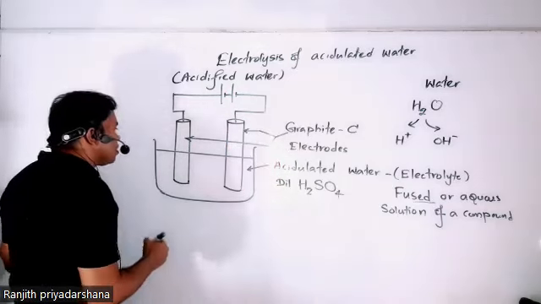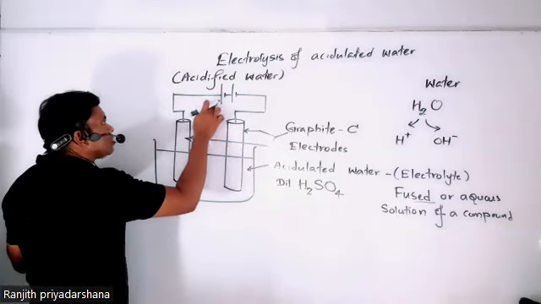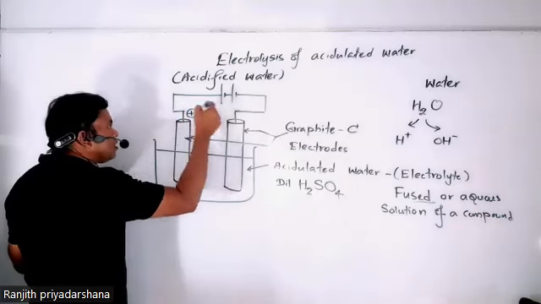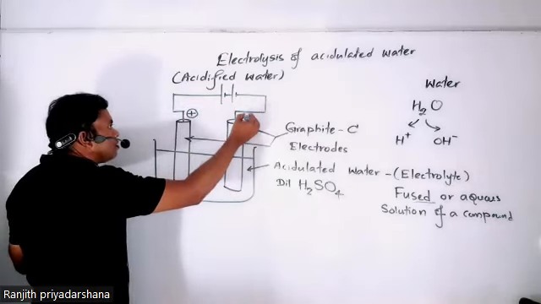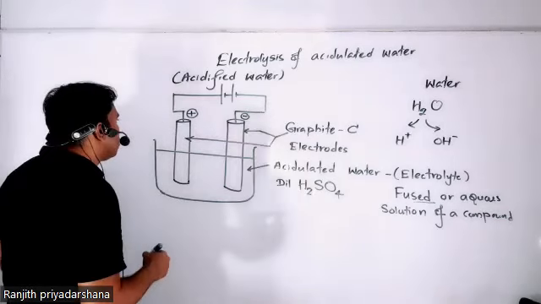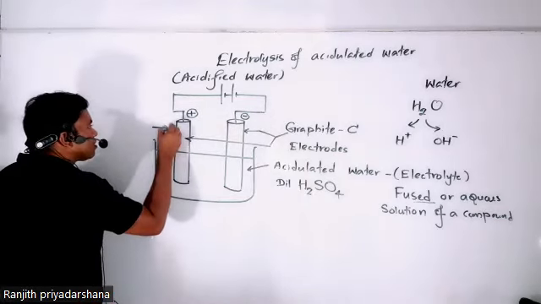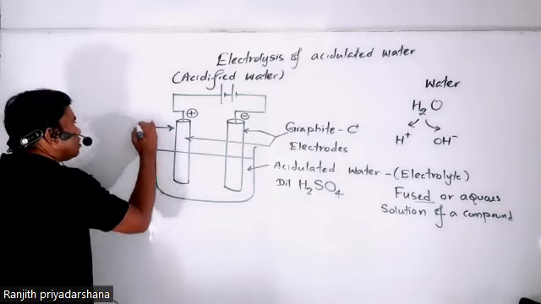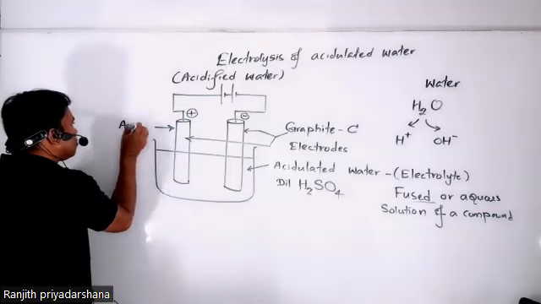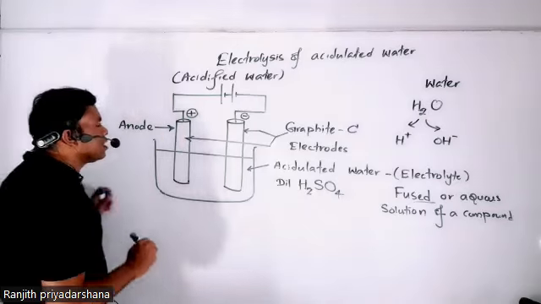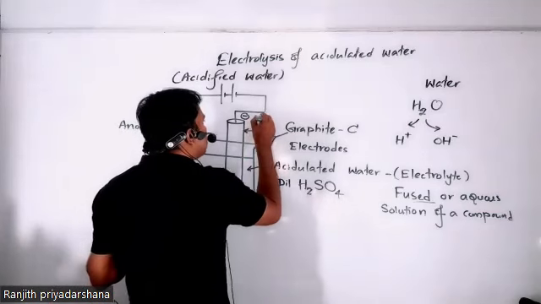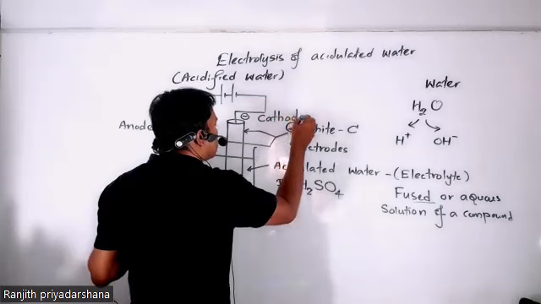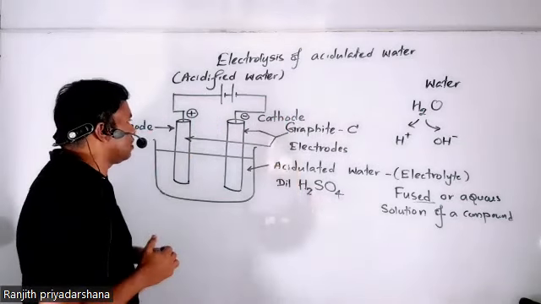Right. Here, the positive terminal of the cell is connected to the positive electrode, and the negative terminal of the cell is connected to the negative electrode. This positive electrode is where the oxidation reaction happens, so we call it the anode. And the negative electrode, we call it the cathode, because a reduction reaction takes place.